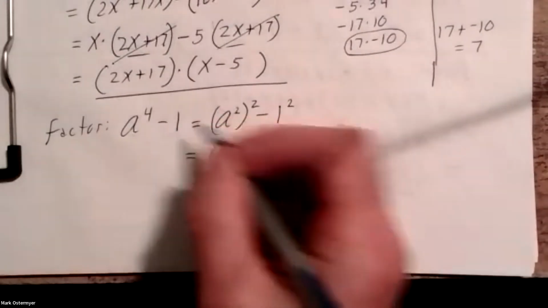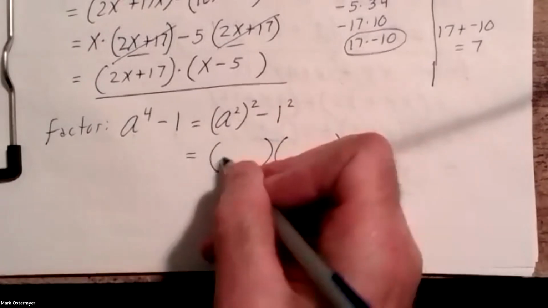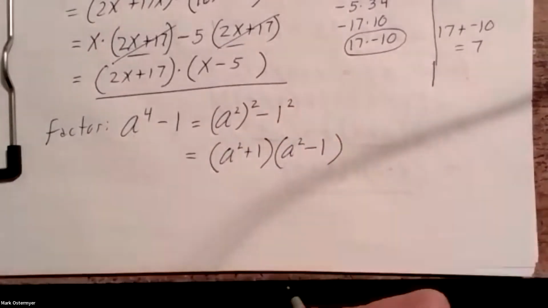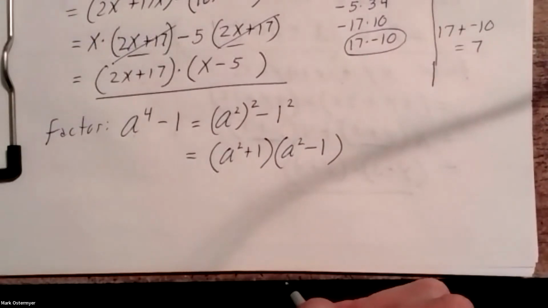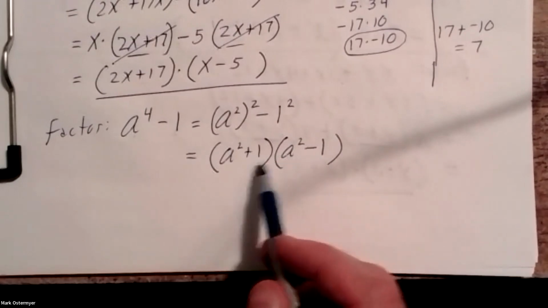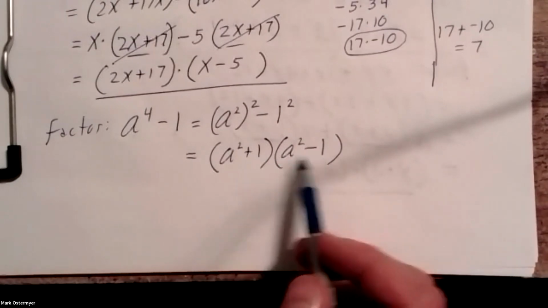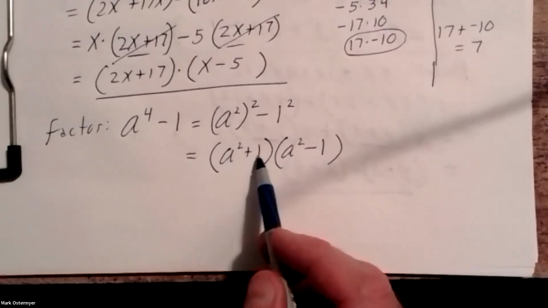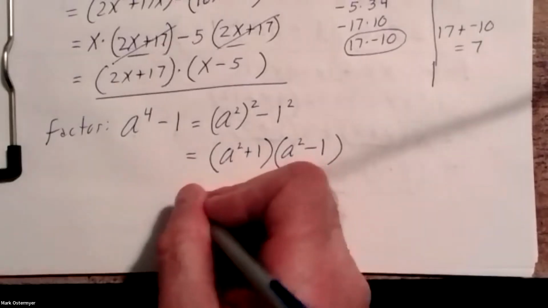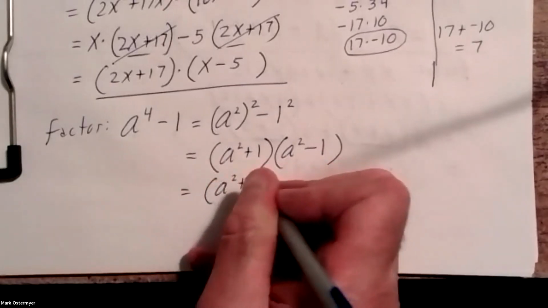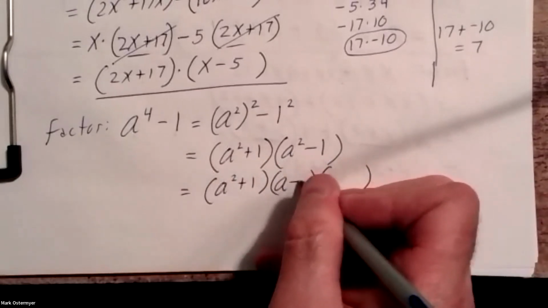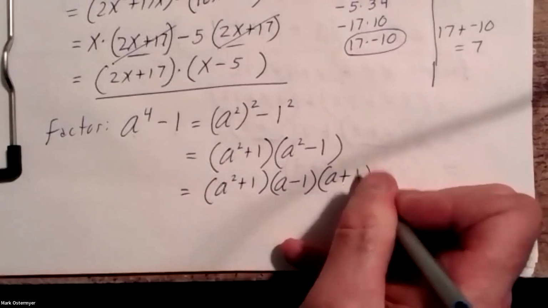Being the case, a to the fourth minus 1 has to factor into a squared plus 1 times a squared minus 1. Are we done? Or can we further factor any of these? Well, this is the sum of squares, which cannot further factor down, but this is the difference of squares, which needs to further factor down. So a squared plus 1 does not get factored any further, but a squared minus 1 factors further into a minus 1 times a plus 1.